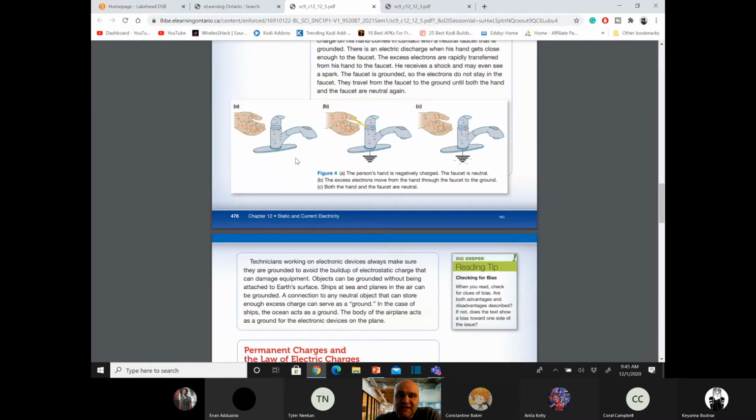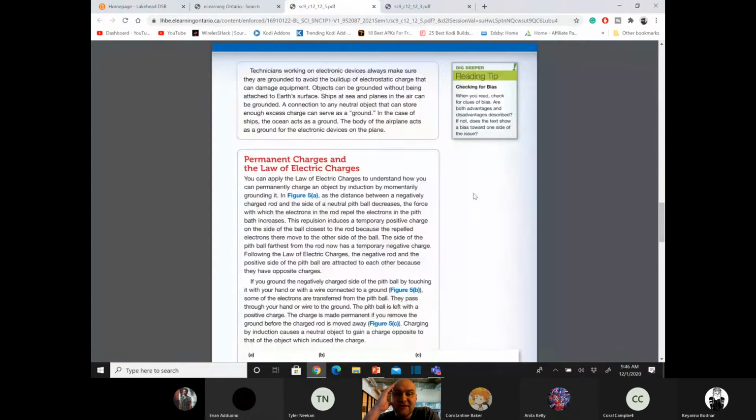Technicians working on electric devices always make sure they are grounded to avoid the buildup of electrostatic charge that can damage equipment. Objects can be grounded without being attached to Earth's surface. Ships at sea and planes in the air can be grounded. A connection to any neutral object that can store enough excess charge can serve as a ground. In the case of the ship, the ocean acts as the ground. The body of the airplane acts as a ground for the electrical device on the plane.